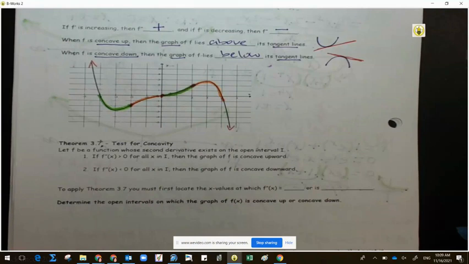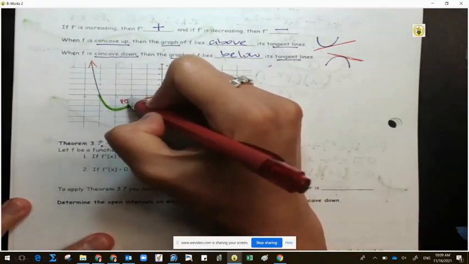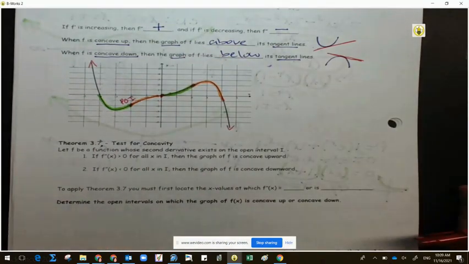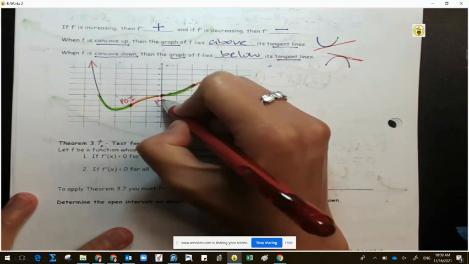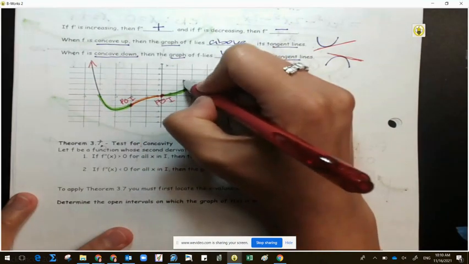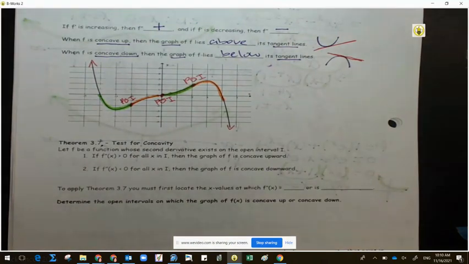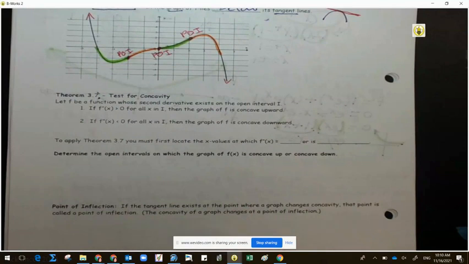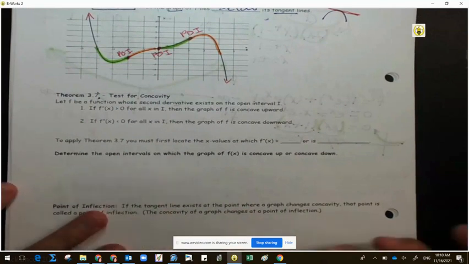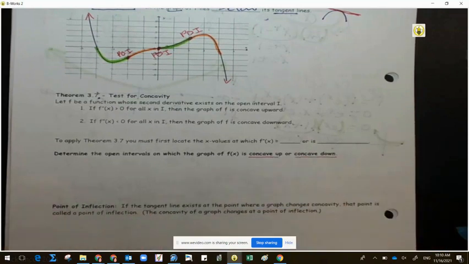Where it's changing concavity, it's called a point of inflection, which I'm going to abbreviate with POI. Again, POI stands for point of inflection. So we have another point of inflection right here, and then my third one. So let's fill in the very bottom. At the very bottom, it says, determine the open intervals on which the graph of f of x is concave up or concave down.